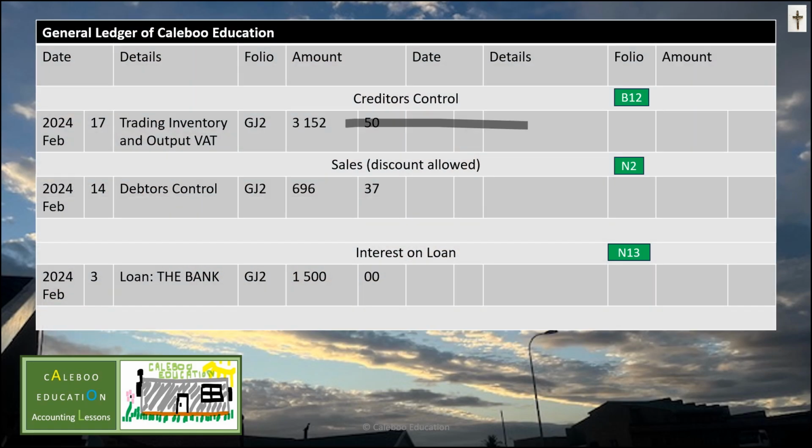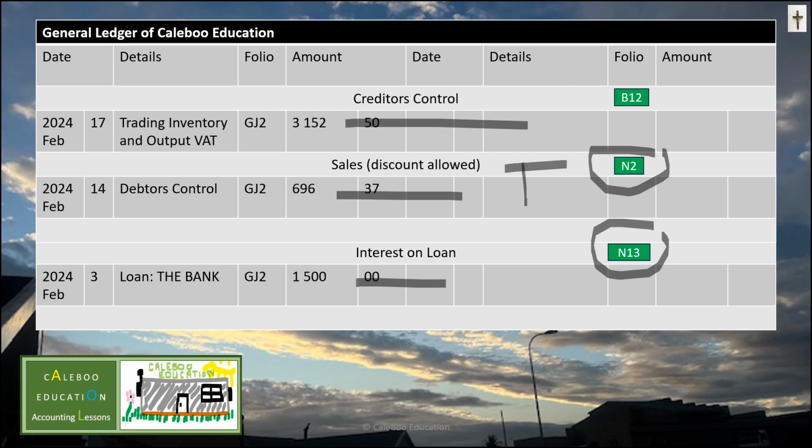Some more ledger accounts. These here are N accounts, income and expense accounts. They're called nominal accounts. Creditors control was a liability. It's still a B account.